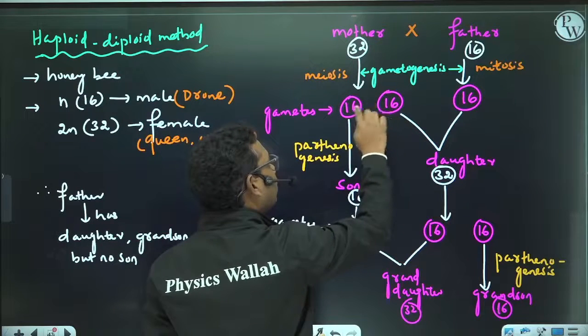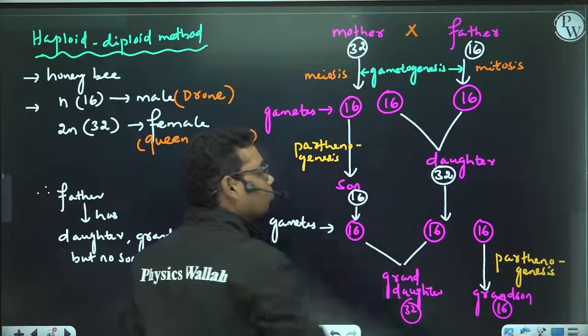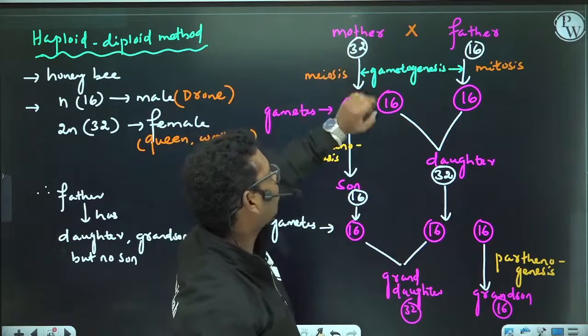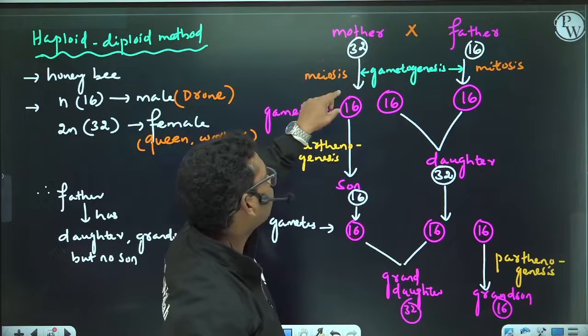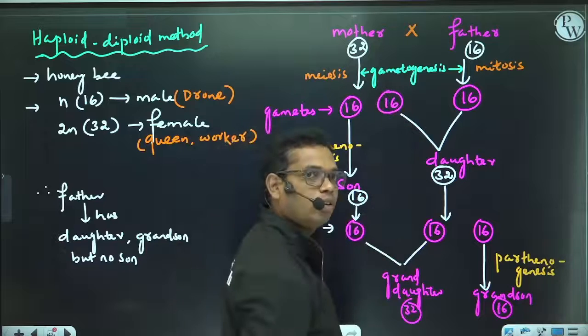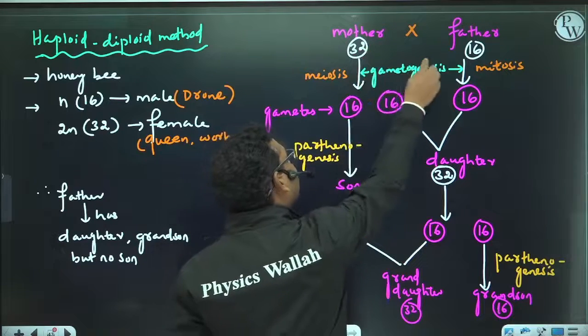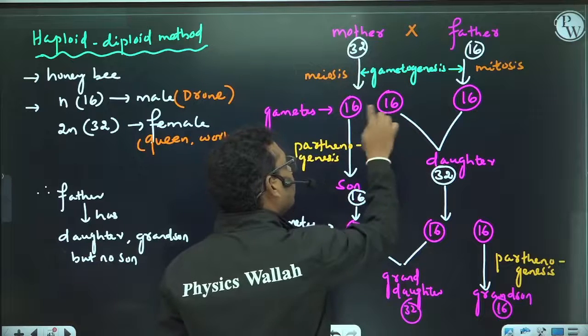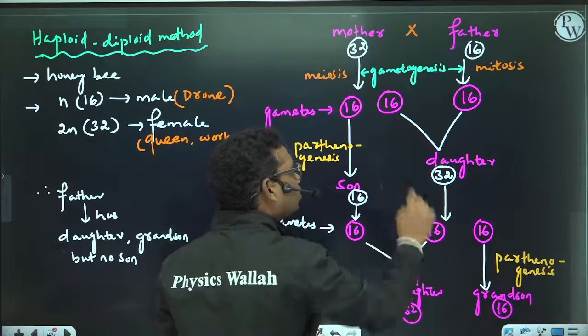Okay, these are the gametes, basically eggs, female gametes. Because this mother is diploid, she will undergo meiosis to produce gametes. The process of formation of gametes is gametogenesis. So in the case of the mother, gametogenesis is due to meiosis. It will produce female gametes, or eggs.